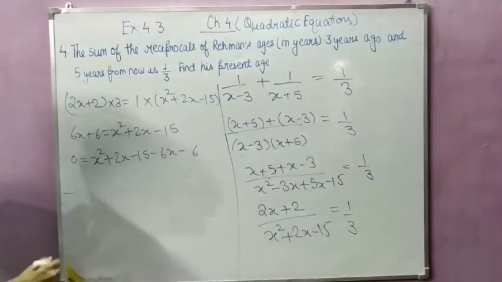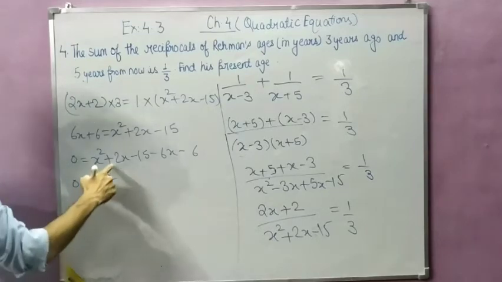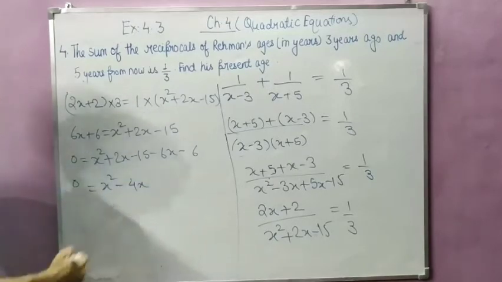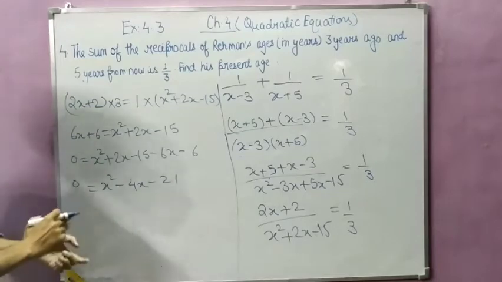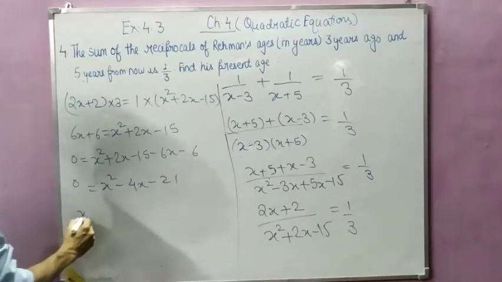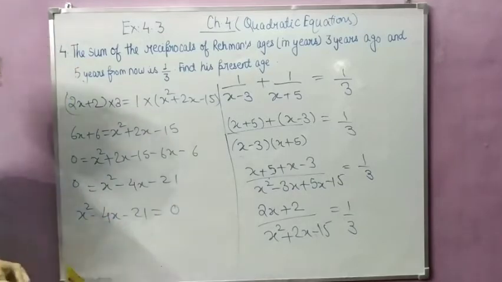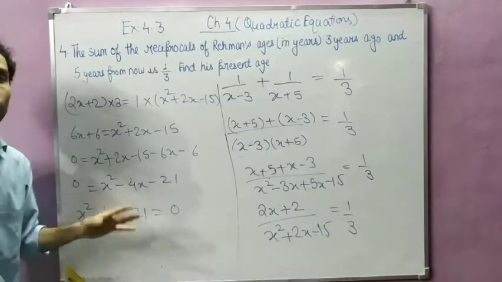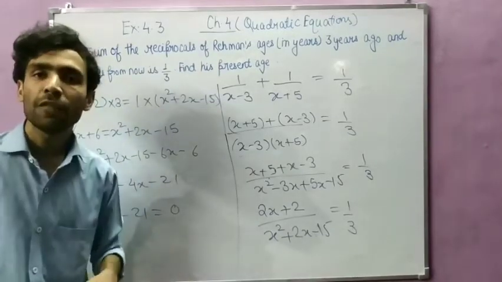Now 0 equal to, it will be x square plus 2x minus 6x will become minus 4x, and this will be minus 21. Now if we write in the proper order, we can write it x square minus 4x minus 21 equal to 0. Now you got the quadratic equation. After solving, you got the quadratic equation.